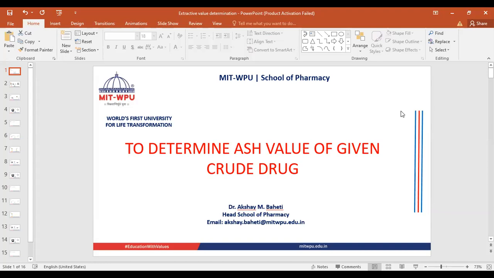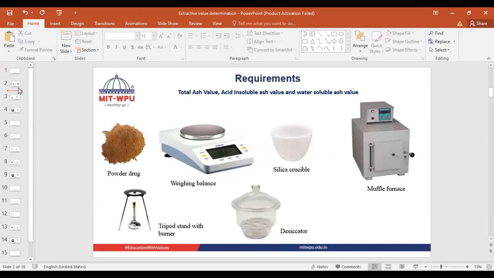This can be a physiological ash or non-physiological ash. Physiological ash means the parts of plant or the cells ends into ash, and non-physiological ash means some material is adhered to the plant part like soil, sand, and it is coming in the final product in the ash, that is non-physiological ash. So we are going to see three types of ash today: total ash value, acid insoluble ash value, and water soluble ash value.